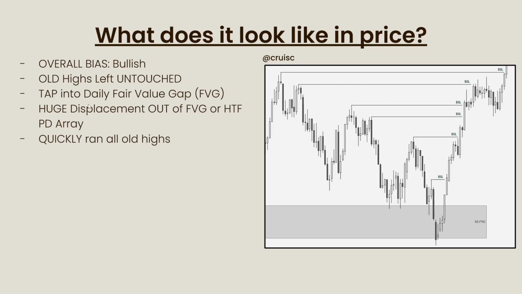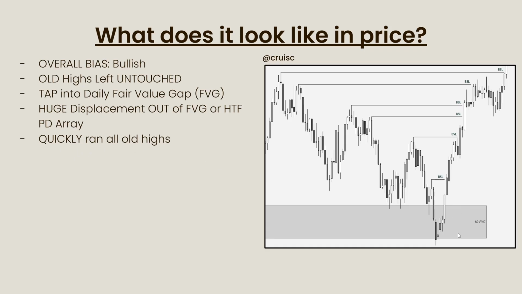Then we see that we tap into a daily fair value gap, or an FVG. So you look down here, the gray box is the fair value gap. We eventually push through it a little bit, and then we start to reject and push up huge, back bullish off of these 3 white candles, and this is showing that we are rejecting that daily fair value gap. Next, huge displacement out of the fair value gap or high time frame PDA array, and then you can see for our last point we quickly ran all old highs.